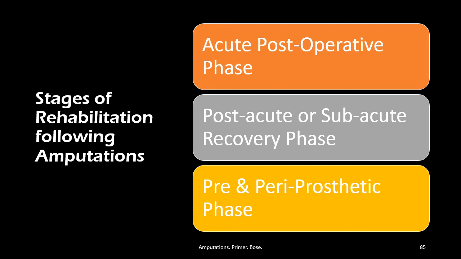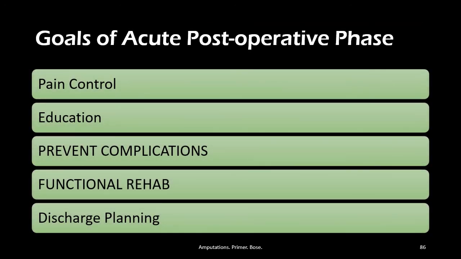It is important to understand the acute care hospital goals because they are essential to understand where the patient is discharged to after the acute hospitalization period is no longer needed. The goals of the acute postoperative phase are listed here. They all lead up to culminating in the planning for discharge and discharge destination. Let's look at each one of these more closely.